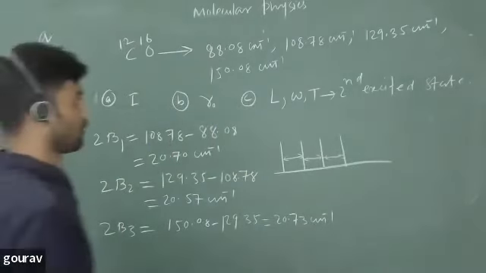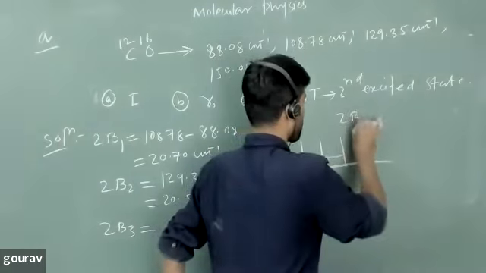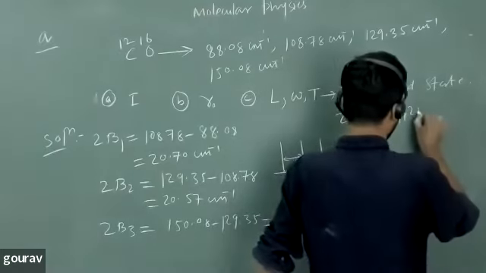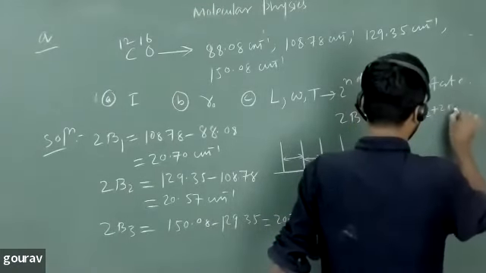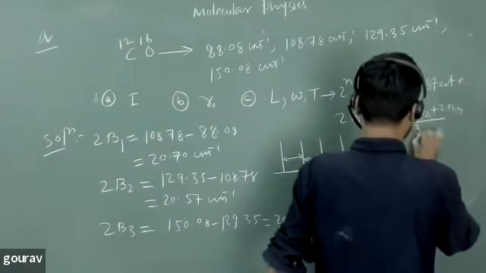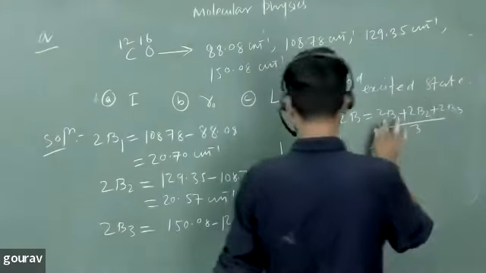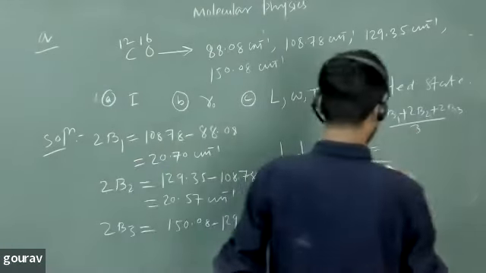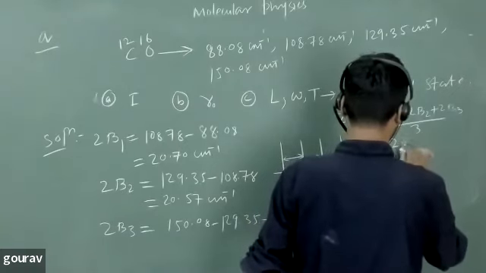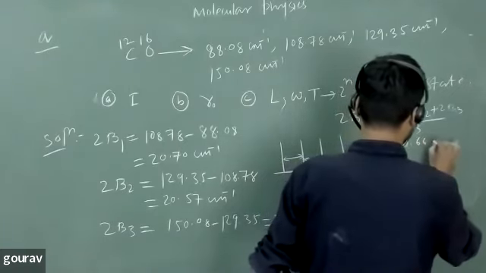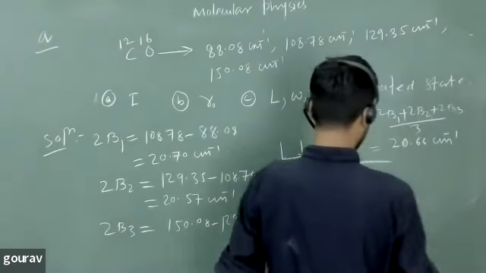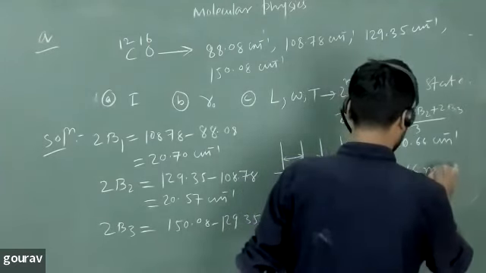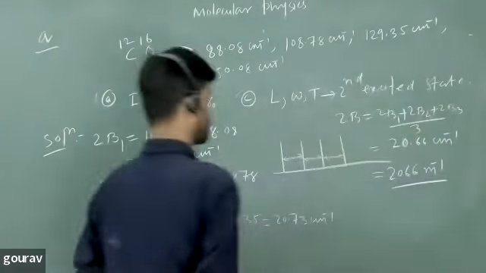So this is 2B. So what will 2B actually be? That will be 2B1 plus 2B2 plus 2B3 divided by 3. If you substitute the values here, you will get 20.66 centimeter inverse. So in terms of meter inverse, it will become 2066 meter inverse. So this is your 2B.